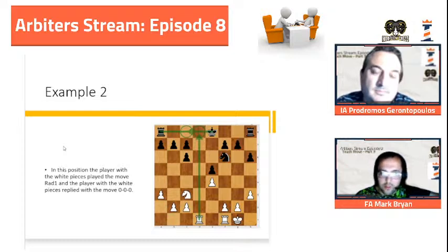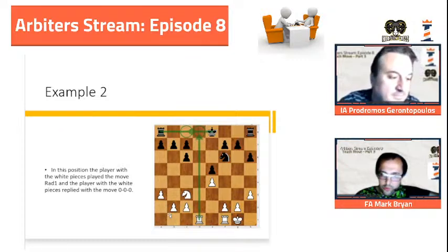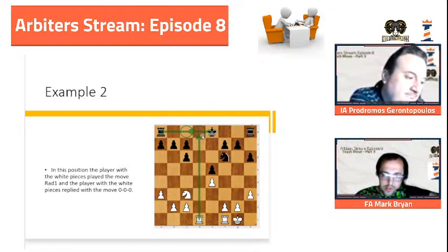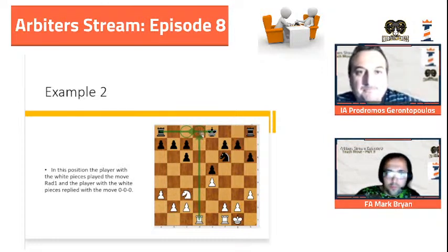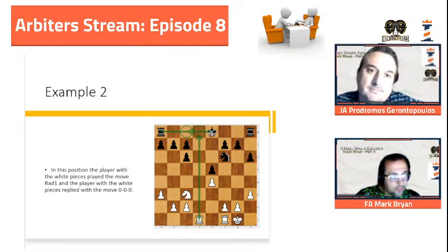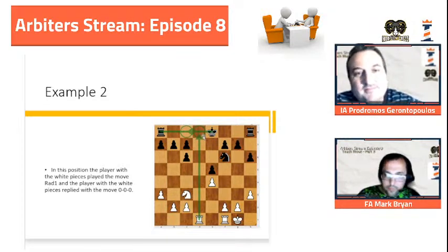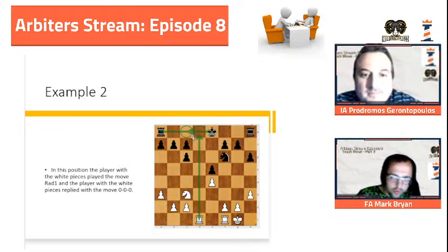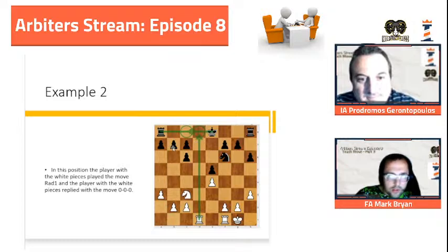In the second example, we have a rook on d1, which White has just played. With this move, they are controlling the d8 square. Despite this, the player with the black pieces plays castle queenside, which is illegal. We are going to look at what happens in this situation.